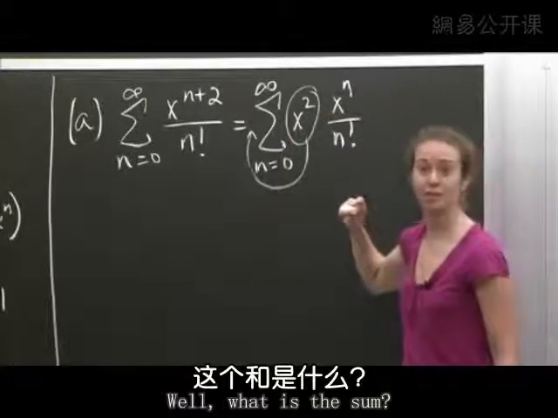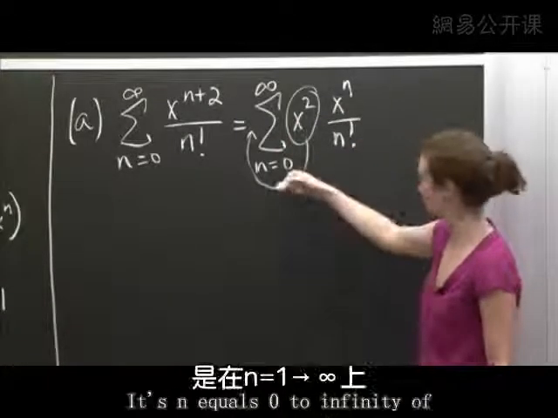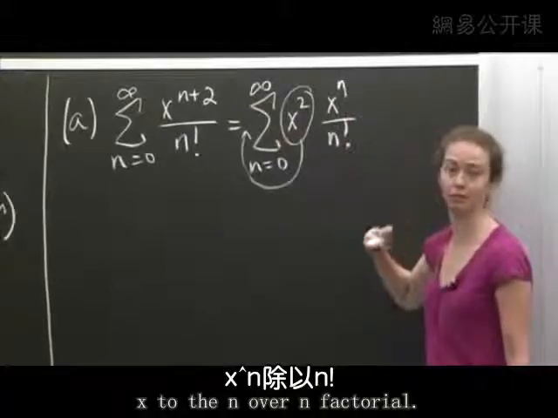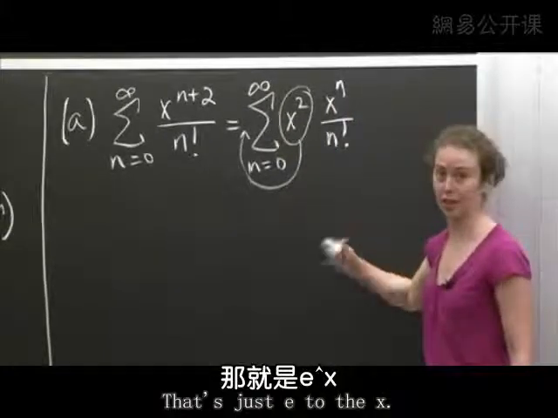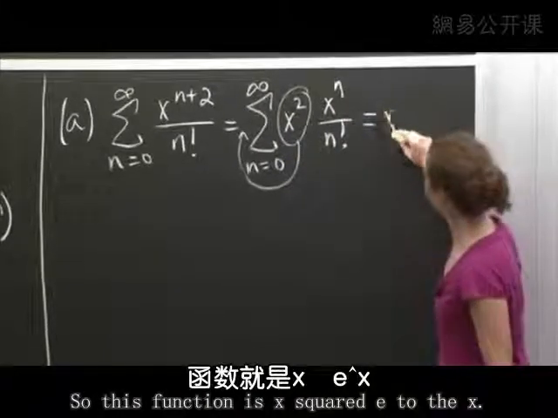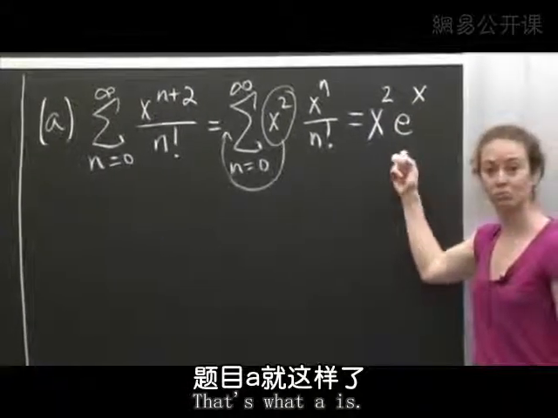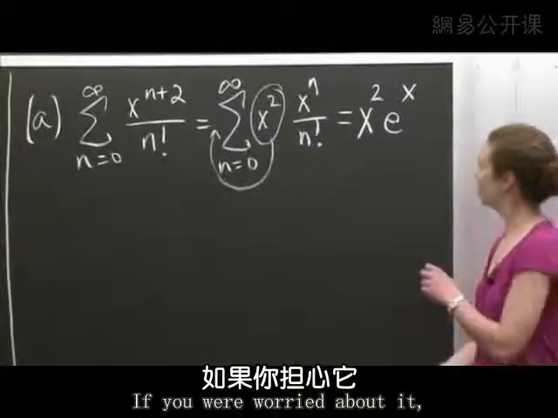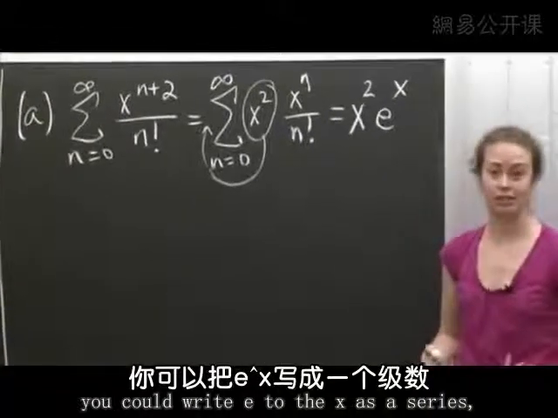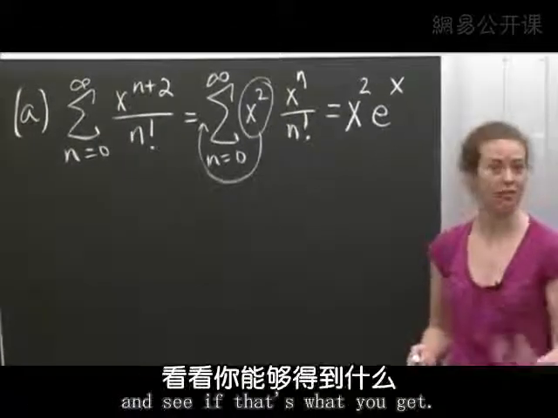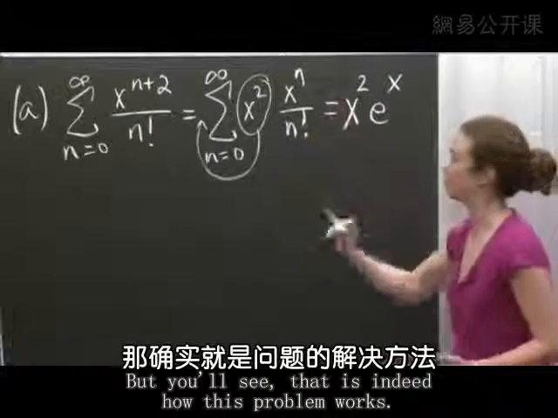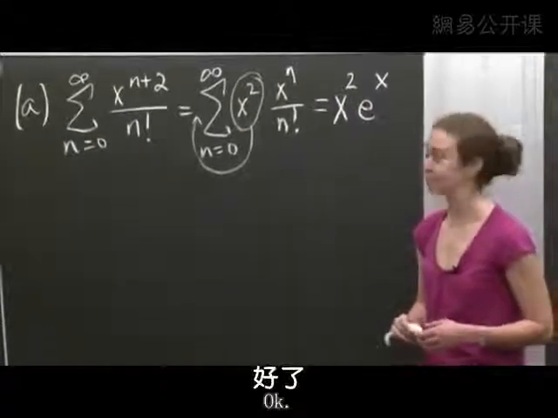Well, what is the sum? The sum is e to the x. It's n equals 0 to infinity of x to the n over n factorial. That's just e to the x. So this function is x squared e to the x. That's what a is. If you were worried about it, you could write e to the x as its series, and then you can multiply through by x squared and see if that's what you get. But you'll see that is indeed how this problem works.